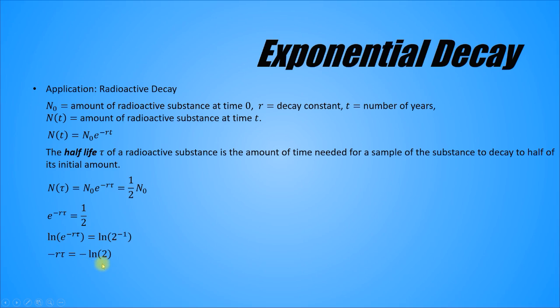And on the right side, I use a property of logarithms that allows me to bring this exponent out front as a coefficient. So negative r tau equals negative natural log of 2. And I'll divide both sides by negative tau. And I've got the decay constant in terms of tau. It's the natural log of 2 over the half-life. And the interesting fact here is that the half-life and the decay constant only depend on each other. They don't depend on the initial amount of radioactive substance that's present.